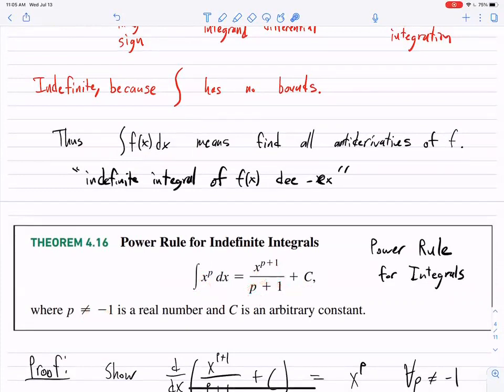So that doesn't work. This is the power rule for integrals, and it's the opposite of the power rule for derivatives, right? You add 1 to the exponent and then divide by it, whereas before we would multiply that down and then subtract 1. And so that's how we do it.